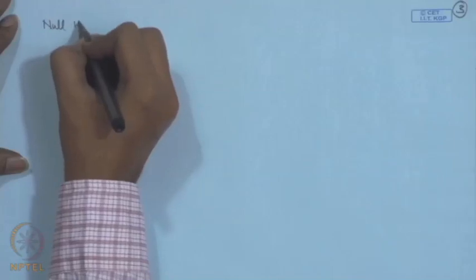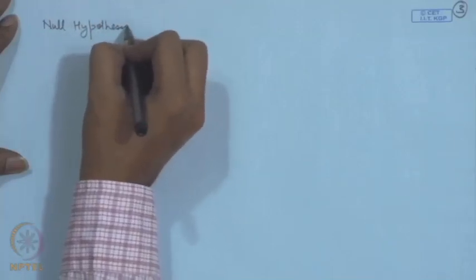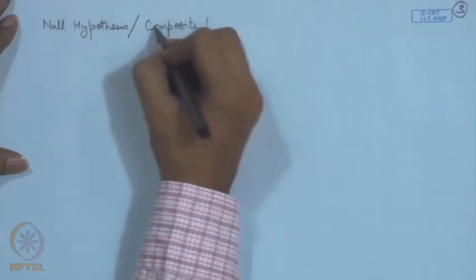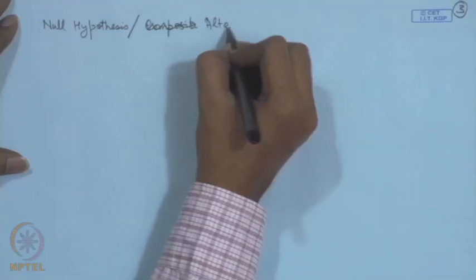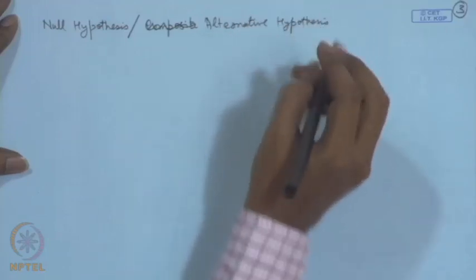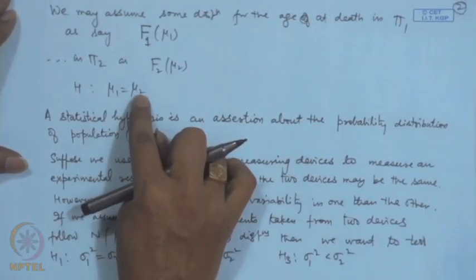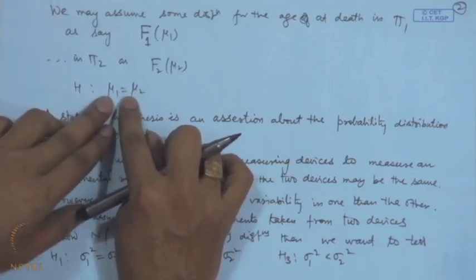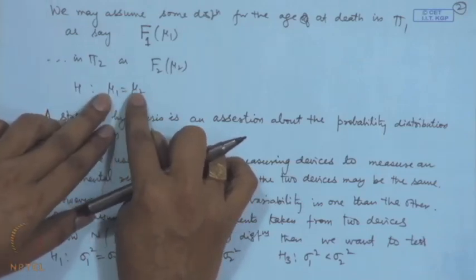Now, we introduce what is called a null hypothesis, and an alternative hypothesis. Now, in the examples that I have described here, for example, we wanted to check whether the average longevity or average age at death in the two ethnic populations is the same. Now, this statement may not be true, this may be true.